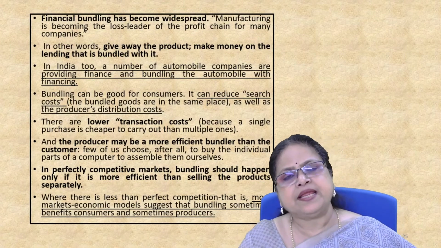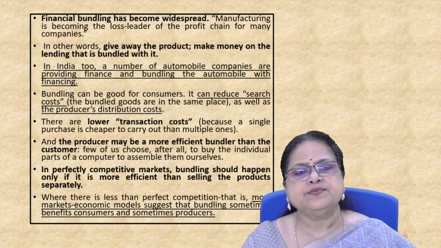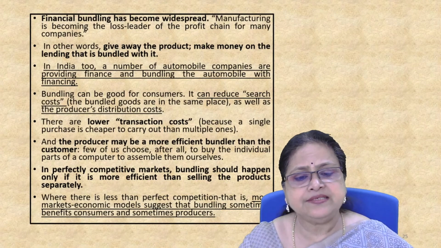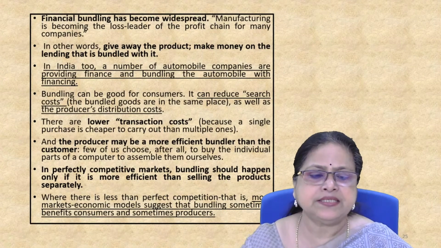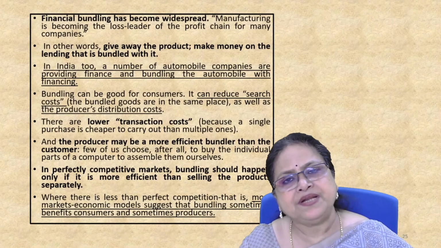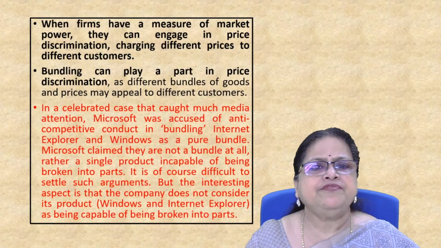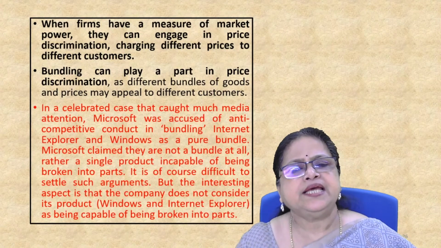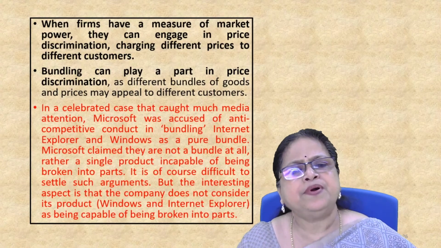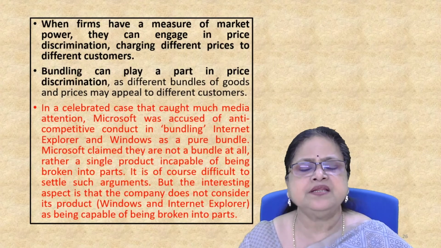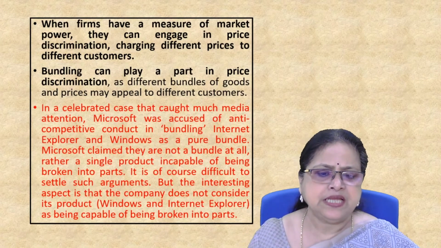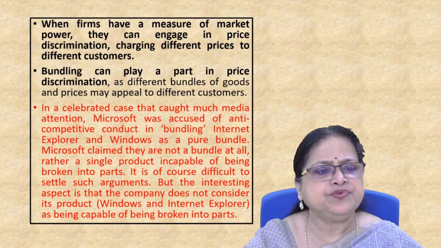In a perfectly competitive market, bundling should happen only if it is more efficient than selling the product separately. Where there is less than perfect competition, that is most markets, economic models suggest that bundling sometimes benefits consumers and sometimes producers. When the firms have a measure of market power, they can engage in price discrimination, charging different prices to different customers. Bundling can play a part in price discrimination, as different bundles of goods and prices may appeal to different customers. This is an example here. If time permits, we will come back to it.